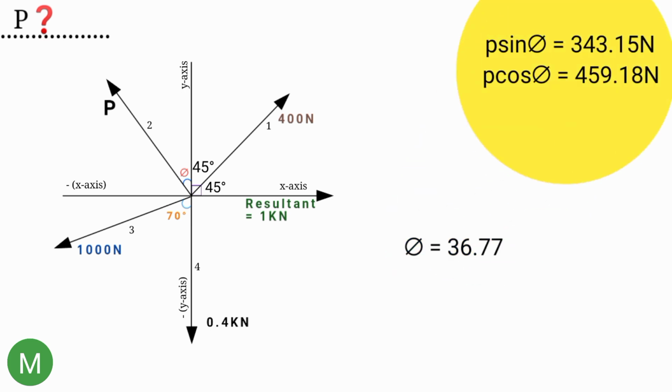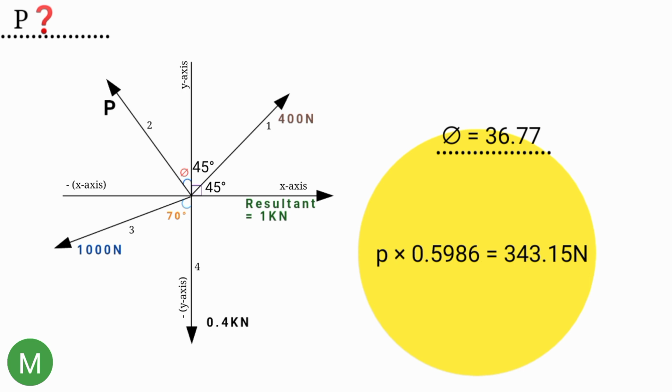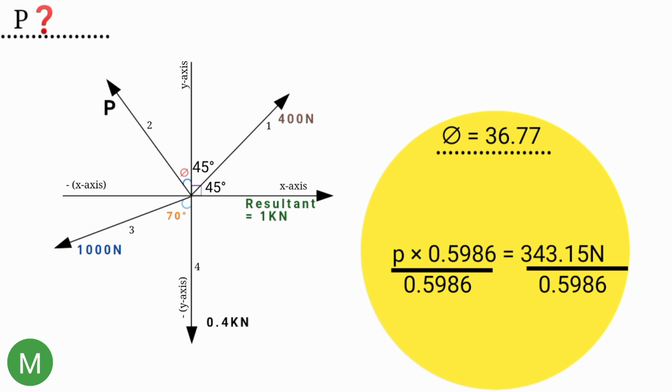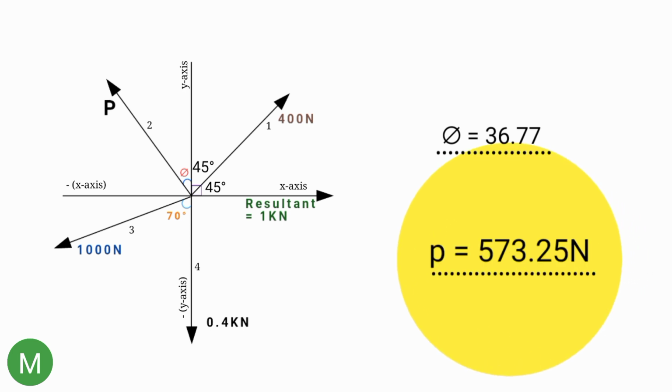Substituting into any of these two equations here, let's substitute here now. P sin 36.77 equal to 343.15 newton. Sin 36.77 is 0.5986. Dividing both sides by 0.5986, we have P times 0.5986 over 0.5986 equal to 343.15 newton over 0.5986. Here, 0.5986 cancels 0.5986, and here 343.15 newton over 0.5986 equal to 573.25 newton. So P equal to 573.25 newton.